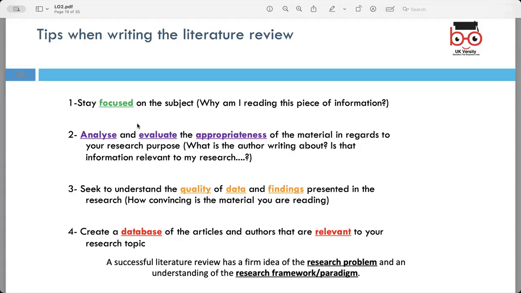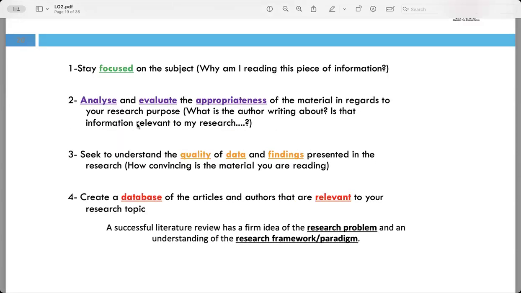Assess quality. Look at the strength of the data or arguments. Ask, does this research make sense? Are the results convincing? Create a reference list or database. Keep track of every useful source. This will save you time when writing your references. So, a good literature review has a clear understanding of the research problem and uses a well defined research framework or paradigm.